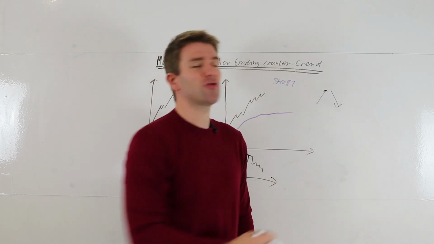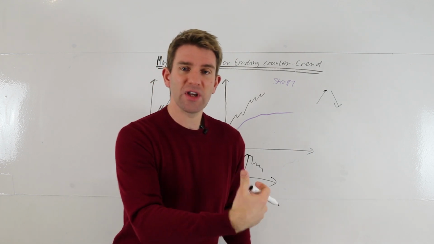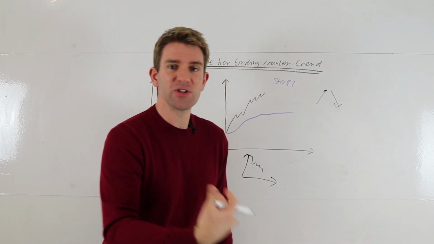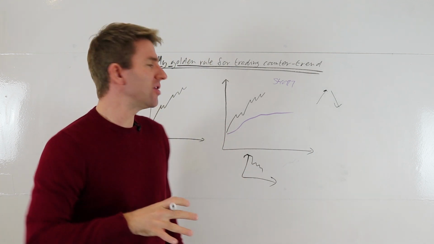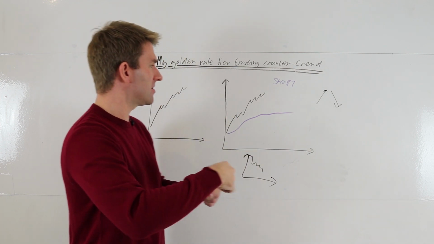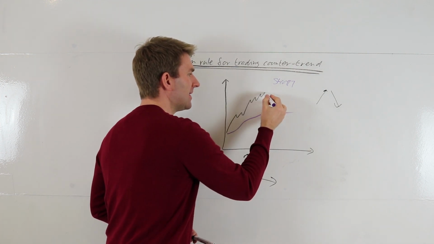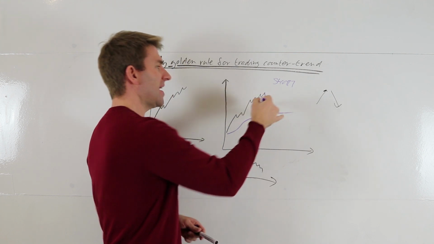However, I'm trading counter trend. My golden rule is I don't sell into red, I always sell into green. So what does that mean actually operationally? It means that if we had a move down here, I'm not selling into that.